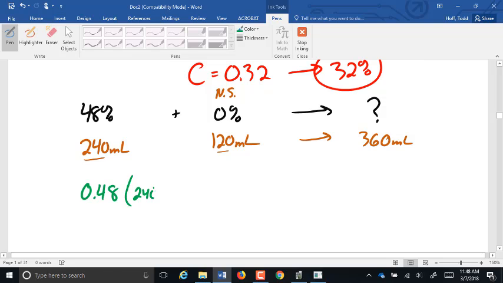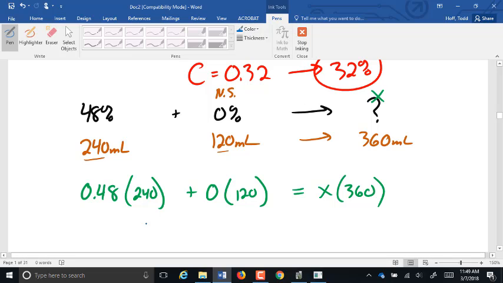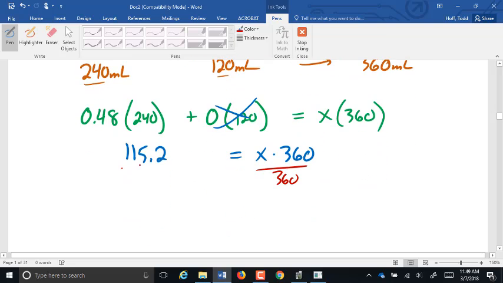0.48 times 240. Notice that's kind of what we did up above, plus 0 times the 120. There was no active ingredient, no serum added from the water that we added. We'll let X be that new concentration, X times 360. So you can see this calculation comes out exactly like what we did up above. This is 115.2, that's 0, equals X times 360. We divide by 360 to get that 0.32. So it reduces to 32%.